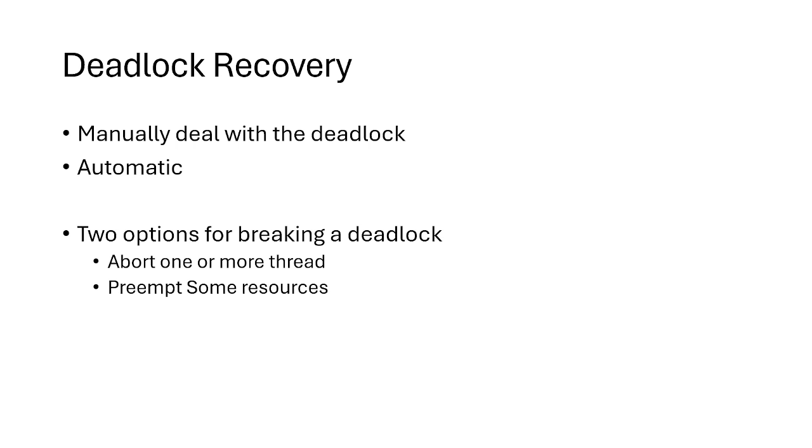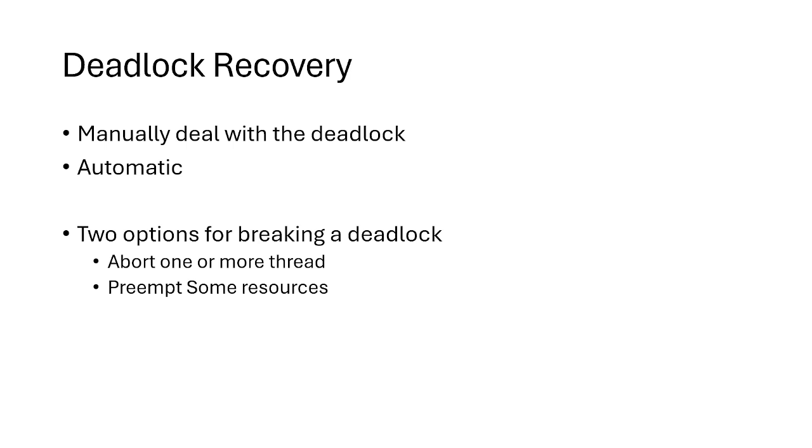So now we are going to discuss deadlock recovery. Once a deadlock has happened in a system and we have detected it, how are we going to recover from it? There are two ways of recovering from a deadlock once it has happened. Manually, we deal with the deadlock. The second one is we find an automatic technique to recover from the deadlock.